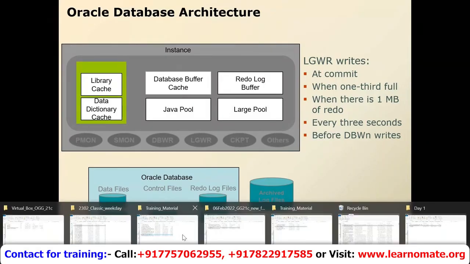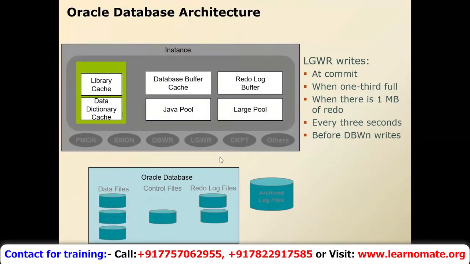When the redo log buffer is one-third full, the log writer process writes the data from the redo log buffer to redo log files, or when there is 1 MB of redo, or every 3 seconds. The last point is very important. Before the database writer process writes the data from the database buffer cache to the data file, the log writer process first writes the data from the redo log buffer to the redo log files.